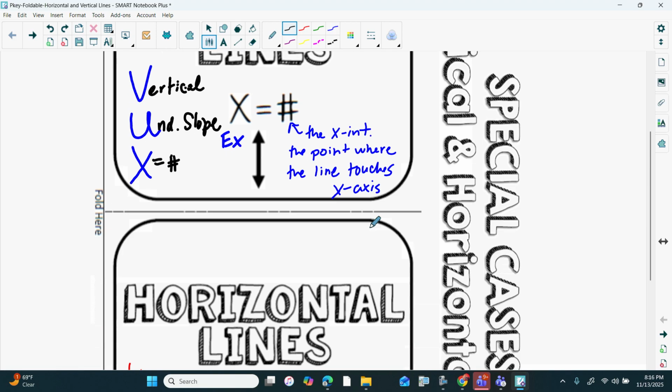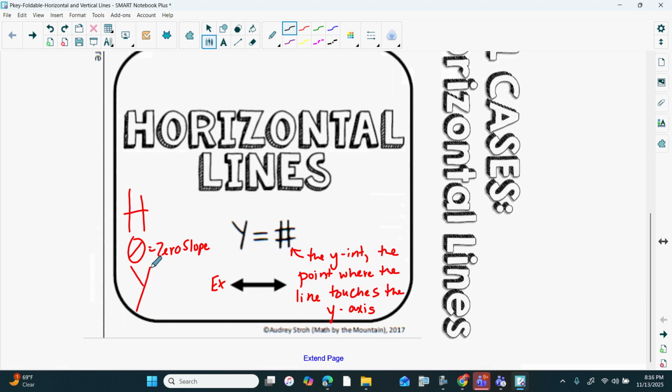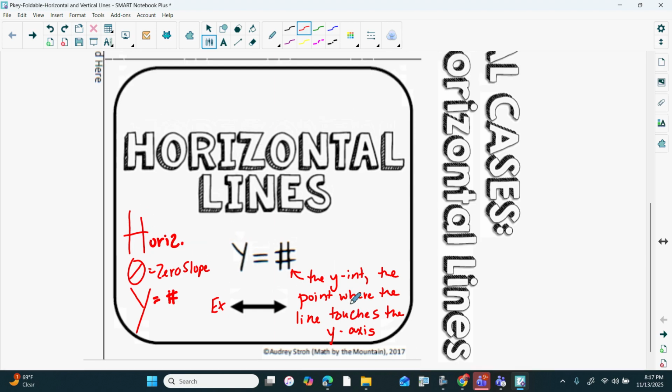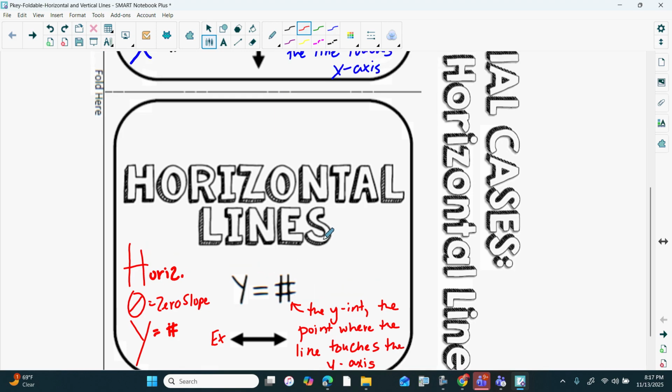Now, for horizontal lines, we have this OI, okay? Horizontal lines go left to right. This is an example of a line. H is for horizontal. I'm just going to abbreviate that. O, like a 0, equals 0 slope, and it's y equals a number. That number right here, I'm pointing to this number symbol because that is the y-intercept, the point where the line crosses the y-axis, okay? So we're going to go through these two special cases, and I'm going to show you some examples of how they would test your knowledge of understanding these special cases on Progress Learning.